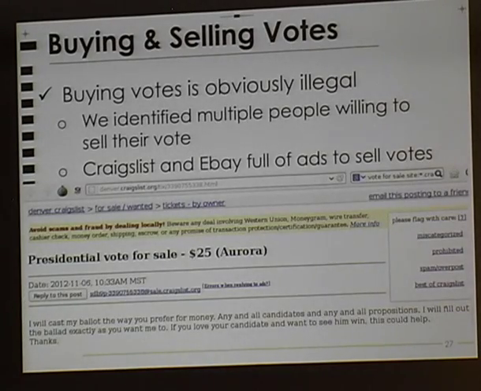During our research, we identified a large number of people selling votes on sites like eBay and Craigslist. We used Google to search eBay listings and using, you know, just standard Google terms like buy my site, buy my vote, site colon ebay.com.